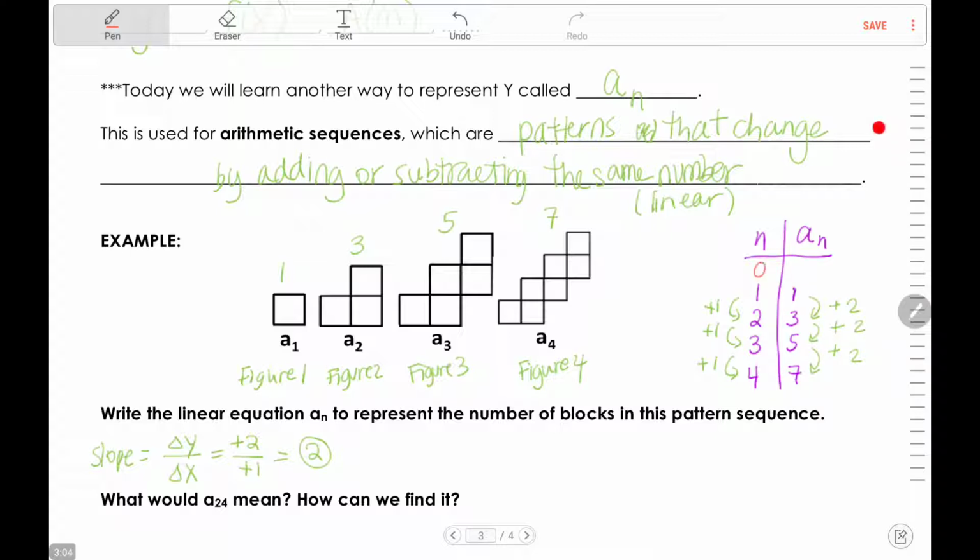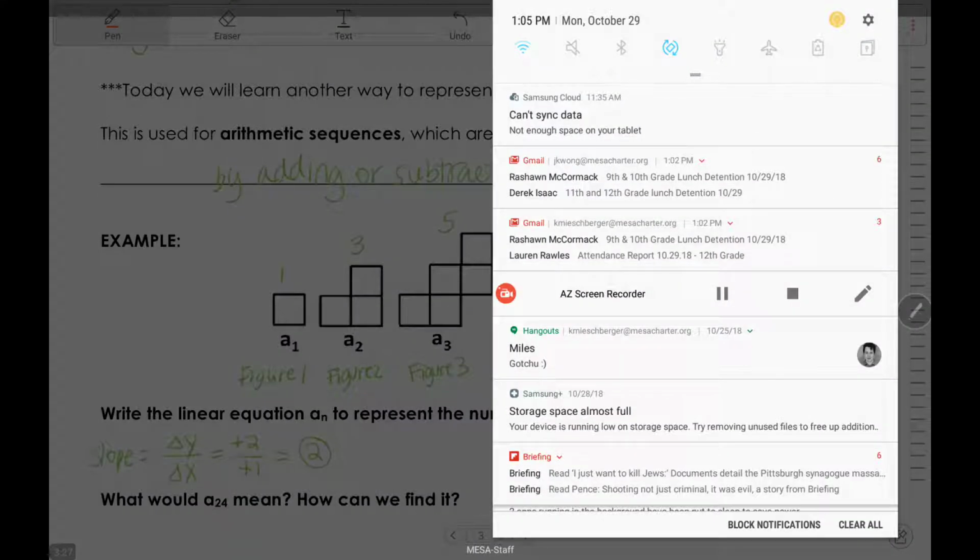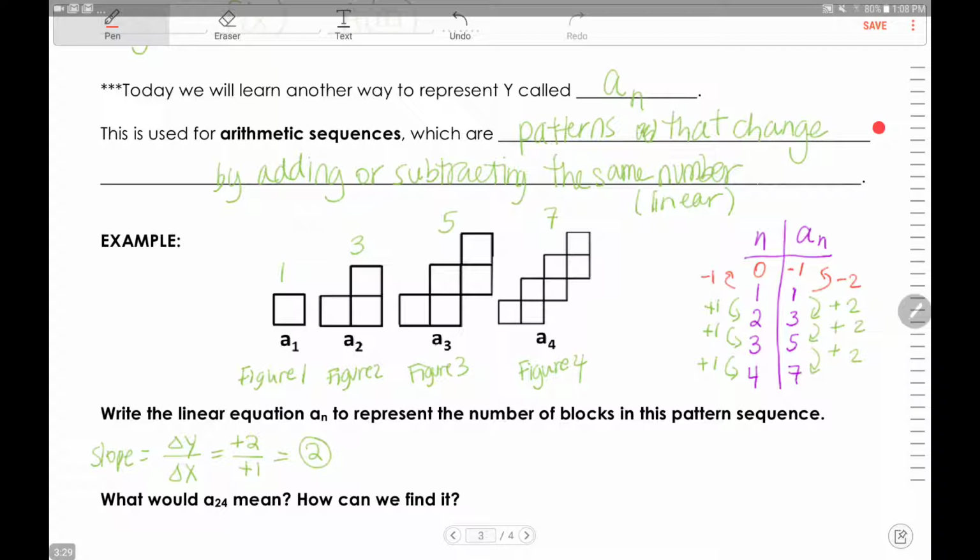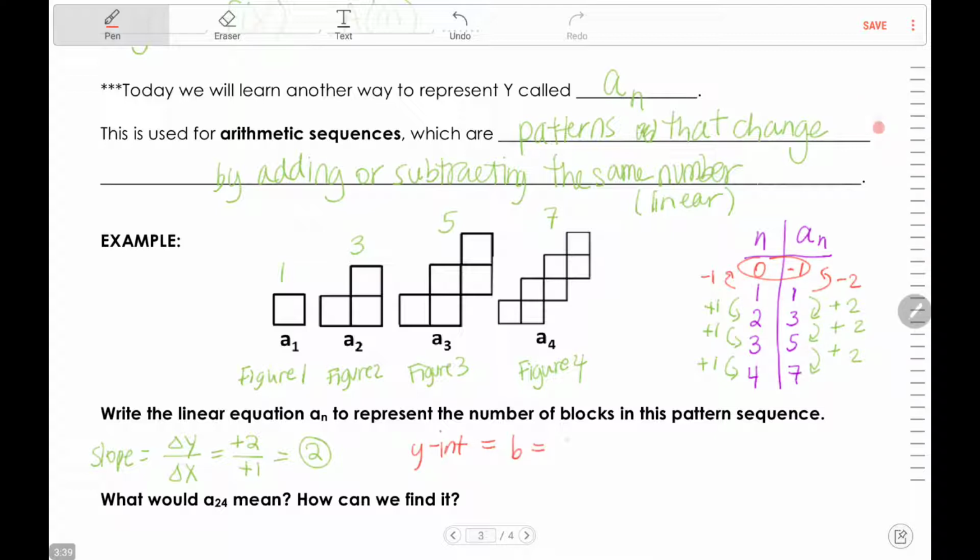My y-intercept should be what's in figure 0. Well, to get what's in the y-intercept, I need to go backwards. Go backwards 1. And here I got to go backwards 2, minus 2. 1, go backwards 2, is negative 1. Okay, so our y-intercept is negative 1. So my y-intercept is b, which is negative 1.